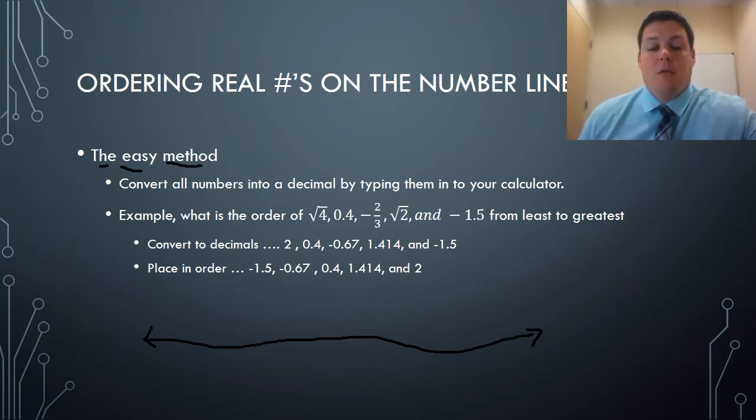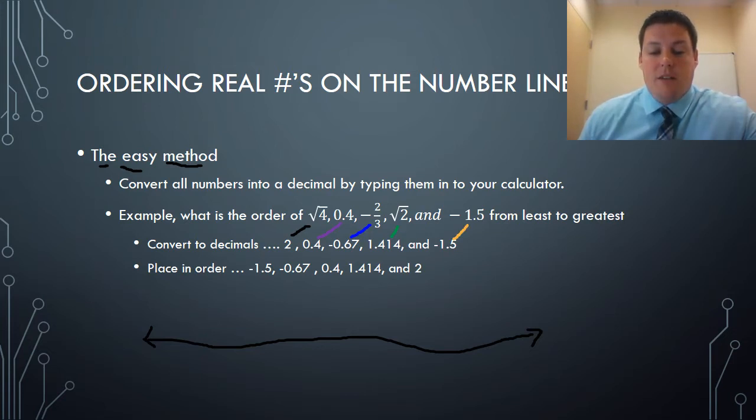An example would be, what is the order of the square root of 4, 0.4, negative 2/3, square root of 2, and negative 1/2 from least to greatest? Well, the first thing you do is convert everything into a decimal. So the square root of 4 we know is just 2. I'm going to connect these guys with lines. 0.4, well, that's already a decimal, so we can leave it. Negative 2/3 converts to negative 0.67. The square root of 2 converts to 1.414. And lastly, the negative 1.5 is already a decimal.